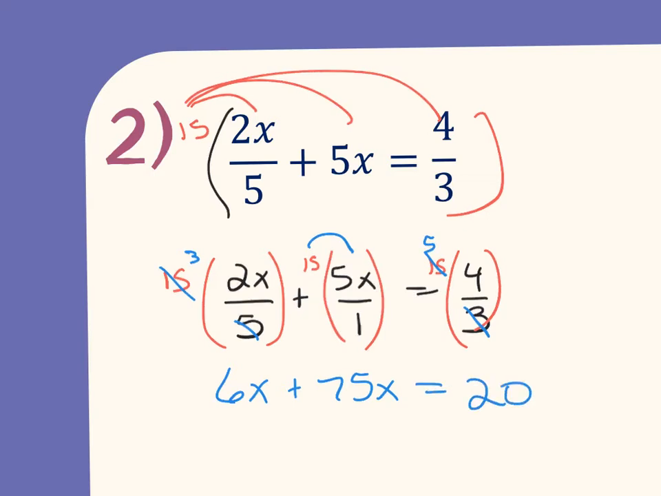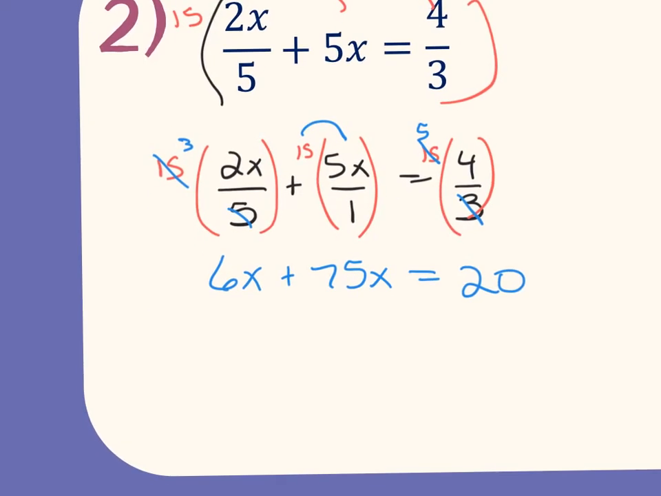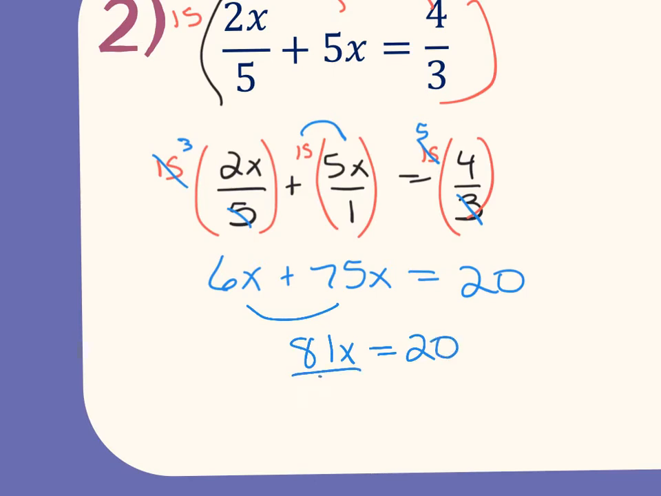I'm going to group my like terms. 6x plus 75x is 81x equals 20. Divide by 81, and x equals 20 over 81. Some of these fractions aren't going to be very pretty. They're going to be huge numbers, and just don't think that it's wrong. Again, no variables in the denominator, so it's not mandatory for me to check for an extraneous solution. Let's try number 3.